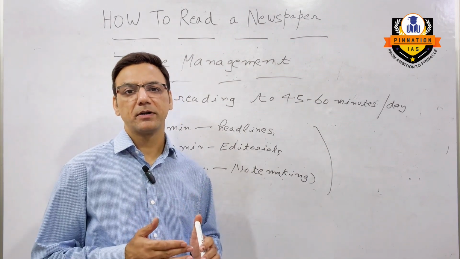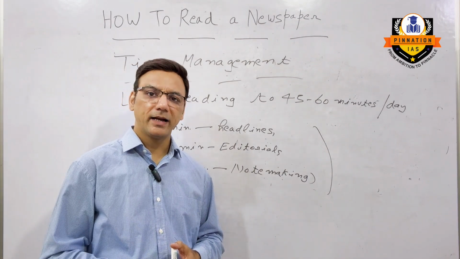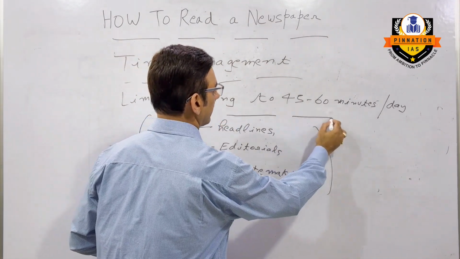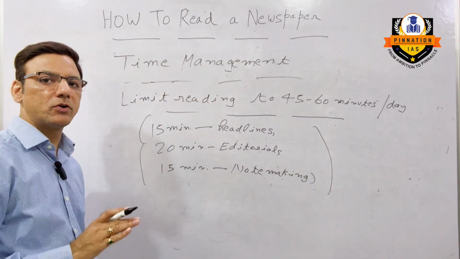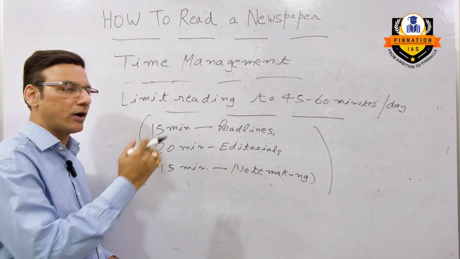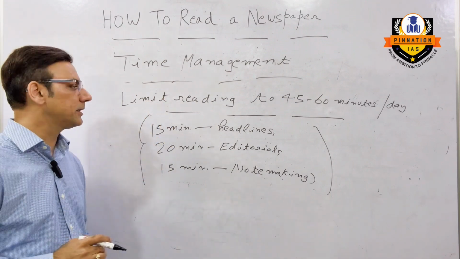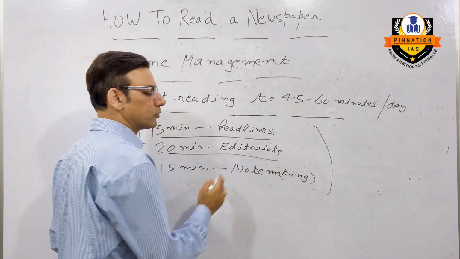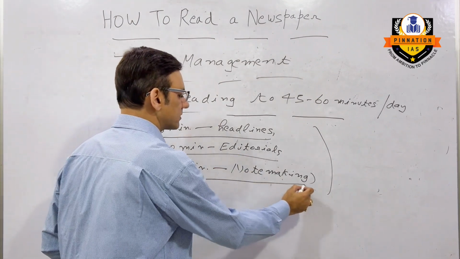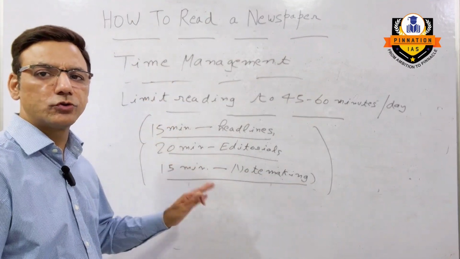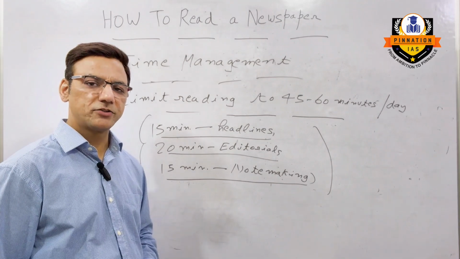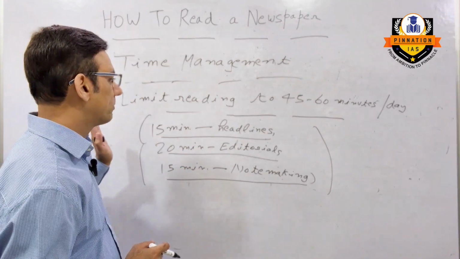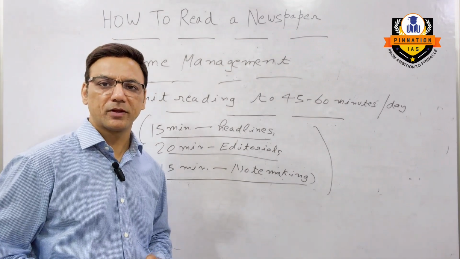Gradually develop the knack of reading the newspaper and develop the habit of finishing the reading in 45 to 60 minutes. That should be your daily limit, not beyond that. And how are you going to divide this limit? 15 minutes you can fix for the headlines, 20 minutes for editorials, and further 15 minutes for note making. That should be your target of finishing a newspaper, right? That should be your benchmark to be achieved over a period of time.